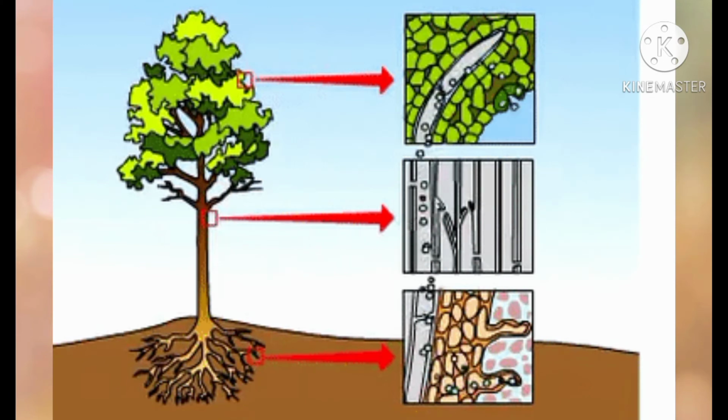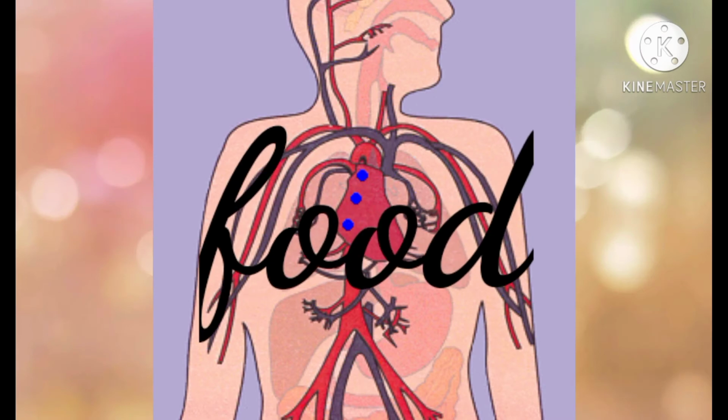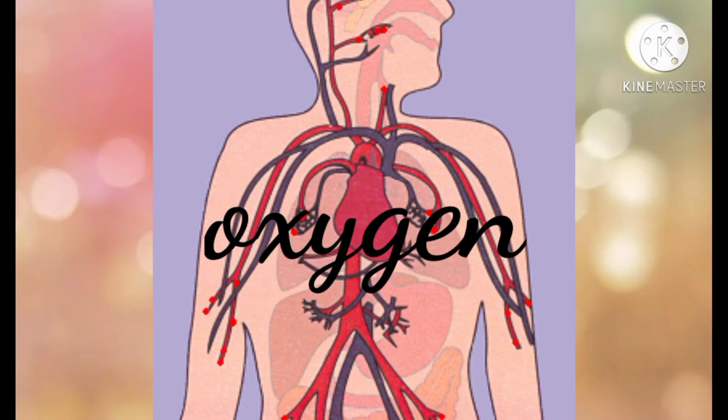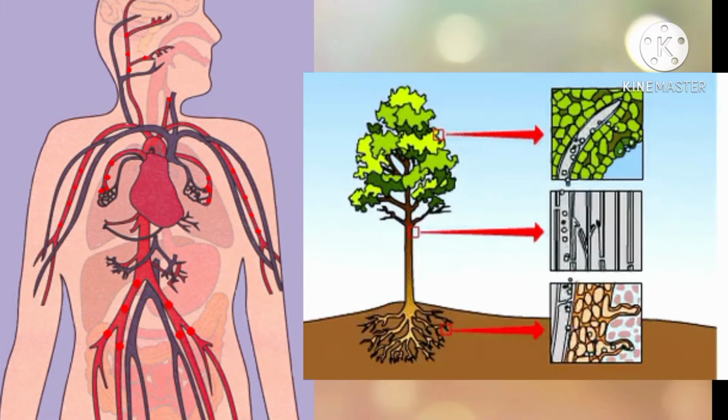All the living organisms need a transport system to supply them with food, water and oxygen and to carry away the harmful waste materials produced in their bodies. Both animals and plants have their own transport systems for transporting materials within their body.